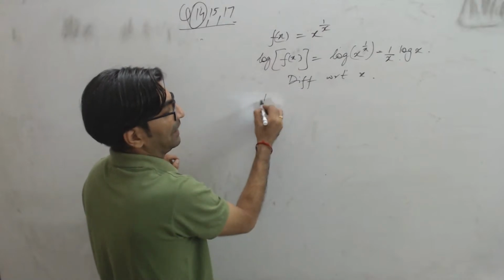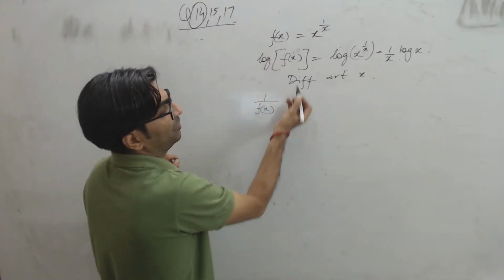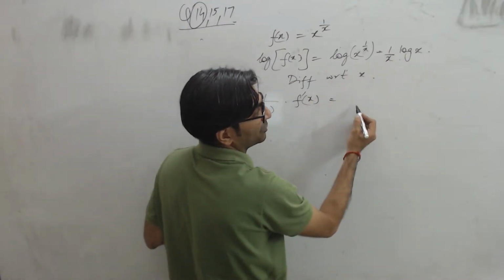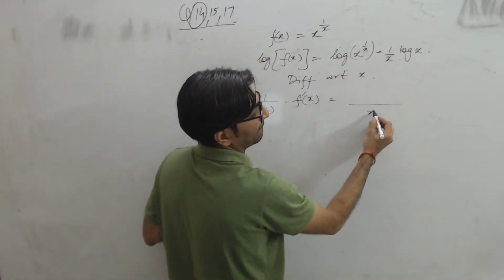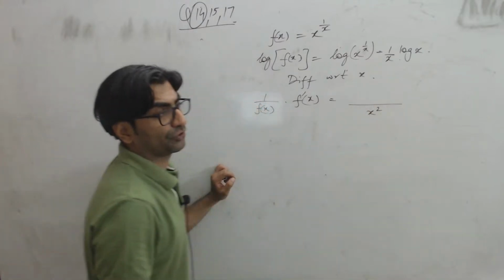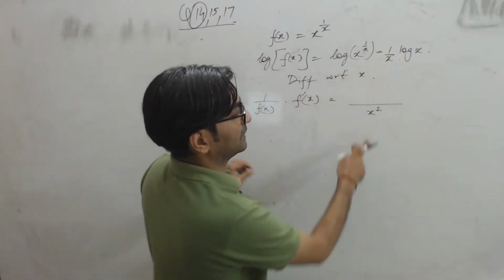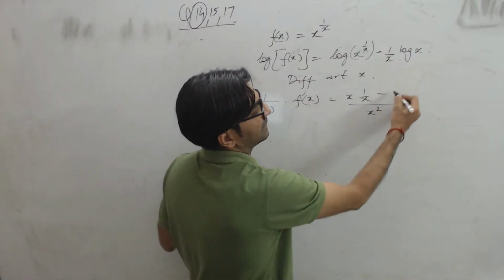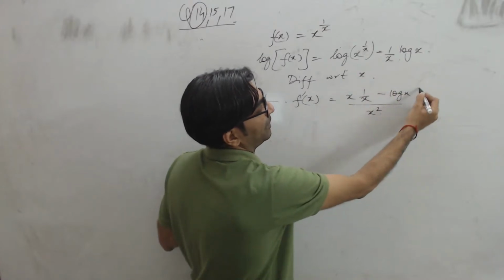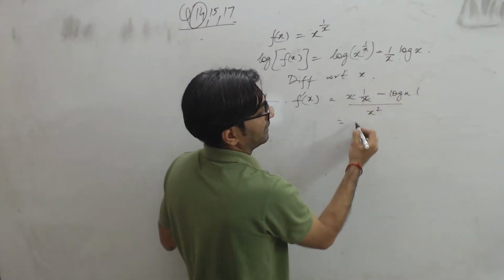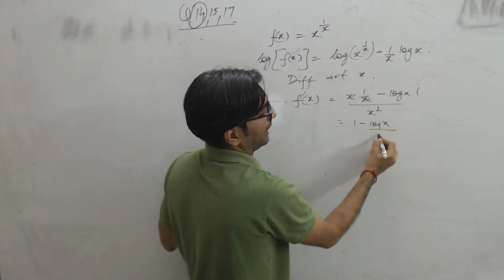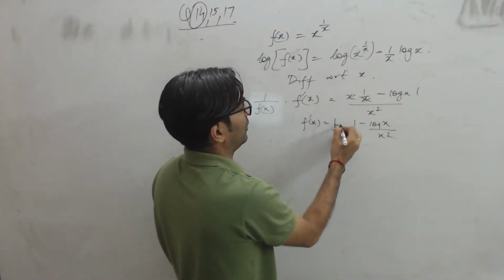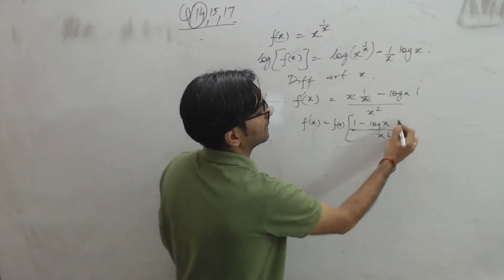Differential of a log will be 1 by the function into differential of that function. And differentiate this by using the quotient rule. So log x upon x, square the denominator, x into differential of log x will be 1 by x, minus log of x into differential of x will be 1. So what do I get? I get 1 minus log x upon x square. And obviously, since I wanted the first derivative, this will actually be equal to f of x into this expression.